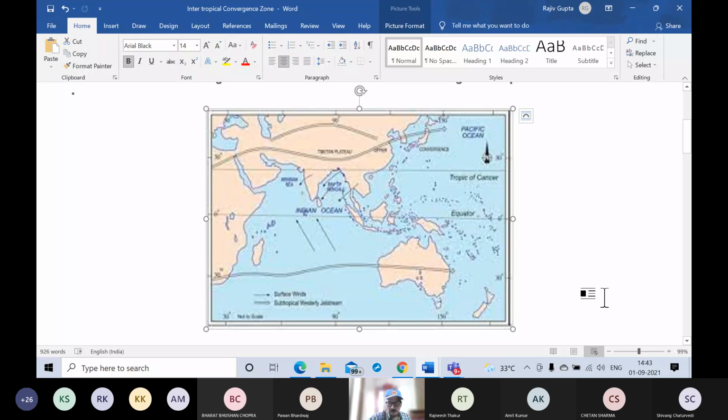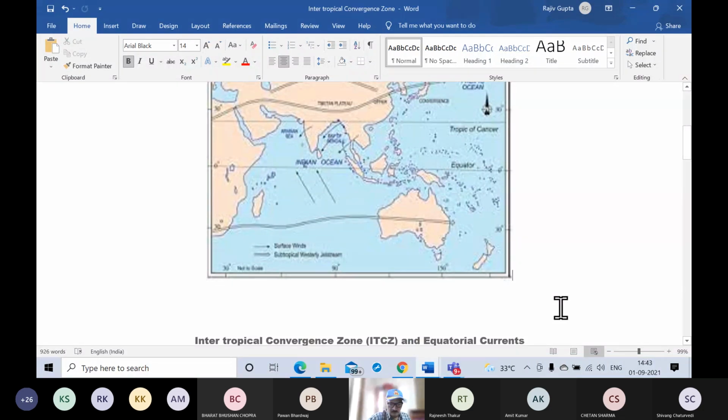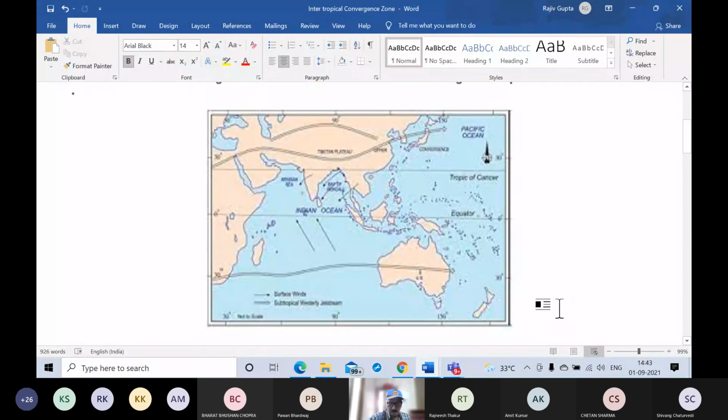This may be better. This is the circulation of the trade winds and equatorial currents. Some of the diagrams you will need to draw and commit to memory, because nothing will change. This is how the circulation takes place and it will remain like this.